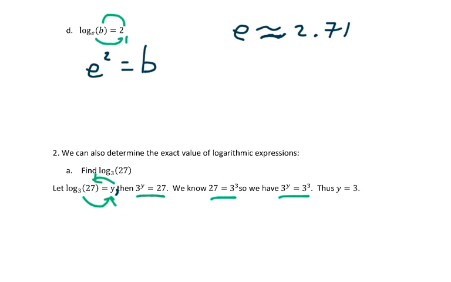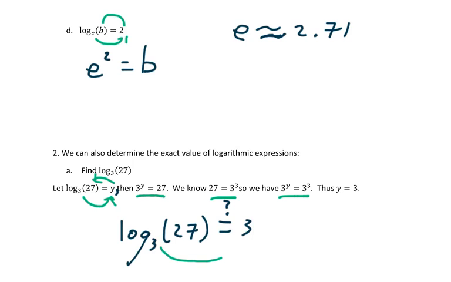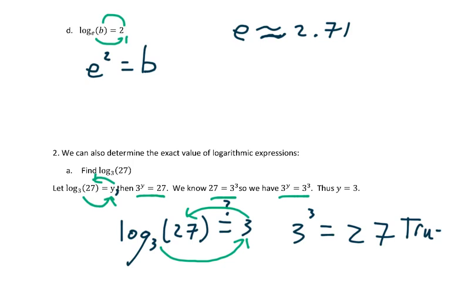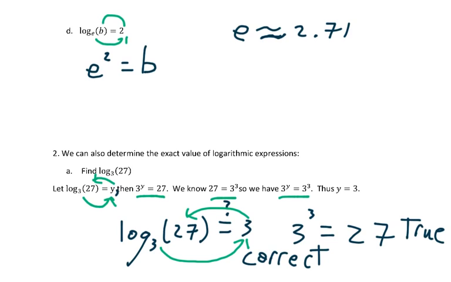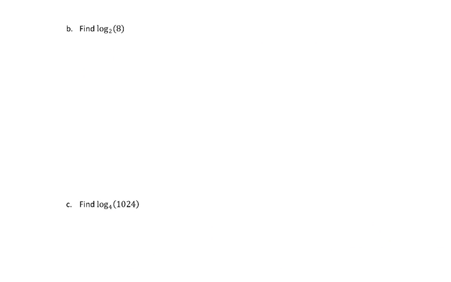Not to mention, you could even check it. If we have log base 3 of 27, is this going to be 3? Well, let's do a log roll. This is saying 3 cubed would equal 27. Well, this is true. So yes, our answer is correct. Okay, so that's good. Now let's do some more examples.